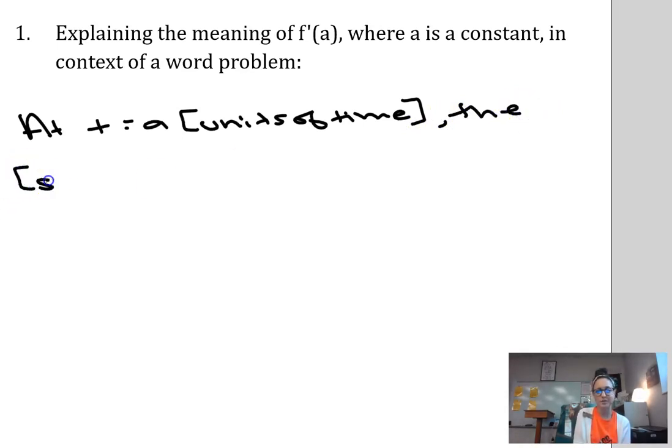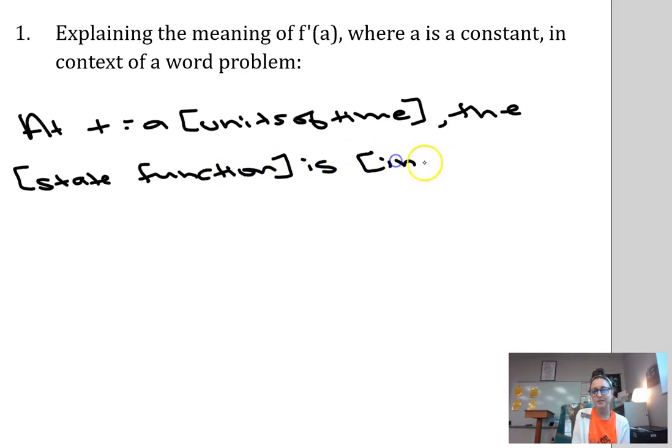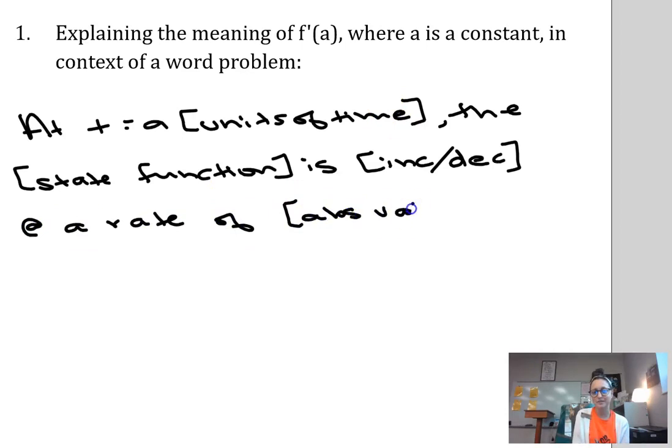And then you are going to state your function in words. So like if f measures the temperature of T, which we're going to see here in a bit, then you're going to state the temperature of the T is, and then you're going to choose increasing or decreasing. The way you choose is depending on when your derivative is positive or negative. If your derivative is positive, choose increasing. If it's negative, choose decreasing. At a rate of, and then you're going to put the absolute value of your answer with units.